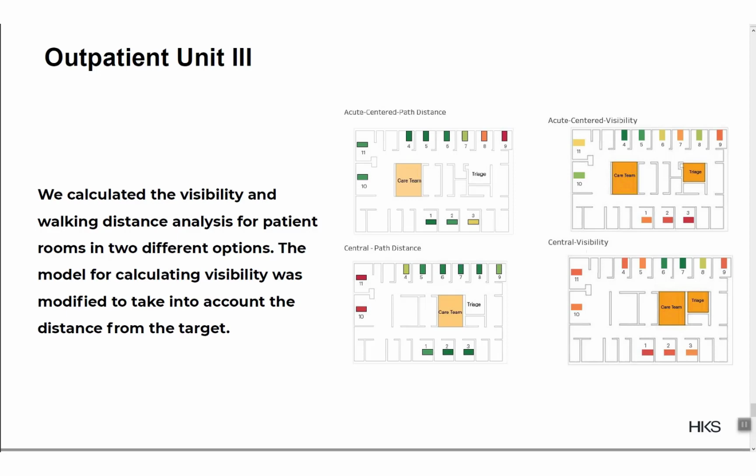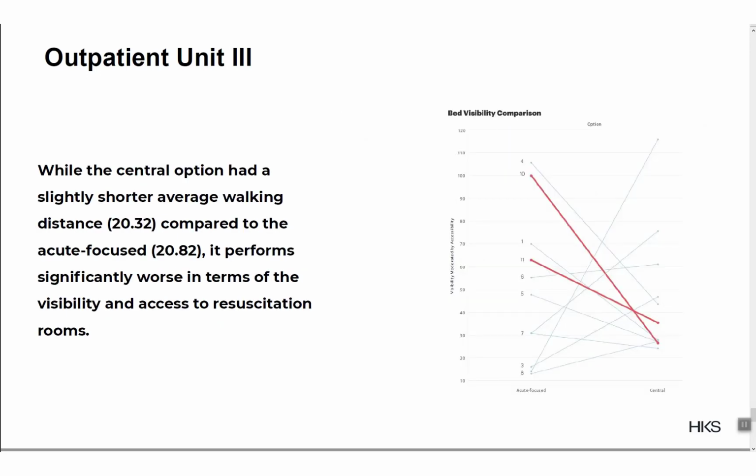When we ran the analysis, we found out that putting it next to the acute patient room doesn't really increase the walking distance overall that much. It's something like less than 2-3%. The average walking distance went from 20.32 to 20.82. That's very small. But you can see that these two red lines are acute patient rooms, and the visibility for them is much better with this option. And these are the rooms that actually need the visibility more than any other room.